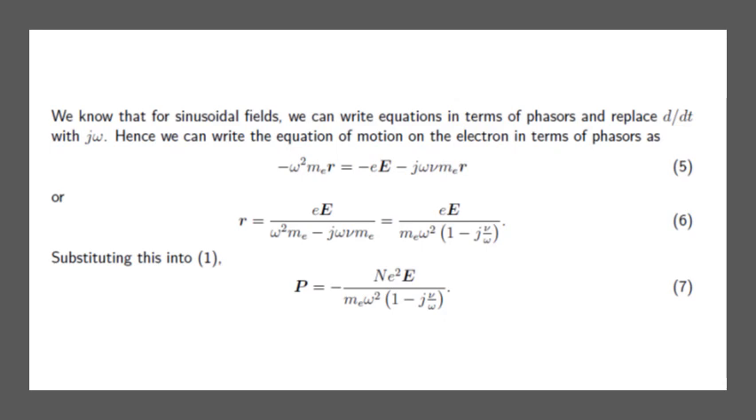Now for sinusoidal fields, we can rewrite the equation in terms of phasors and replace d/dt with j omega. And you can write this equation like this, as shown here: m_e omega squared r minus e E minus j omega m_e r over tau. From here, on substituting the values, we can find the value of polarization, as shown here.